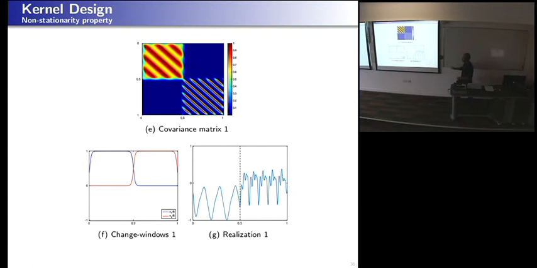So in the first example, we have two change windows, and there is a sudden change. There is not very much overlapping between the change windows. By using this configuration and the kernel we saw before, we can calculate this covariance matrix. And using this covariance matrix and assuming a zero mean vector, we can draw vectors from this normal distribution and get something like this. Here we have a function that before 0.5 has a certain behavior, maybe with low frequency in relation with this one, and then suddenly the function changes to something that has more harmonics and a higher frequency. So we see here a non-stationary behavior.